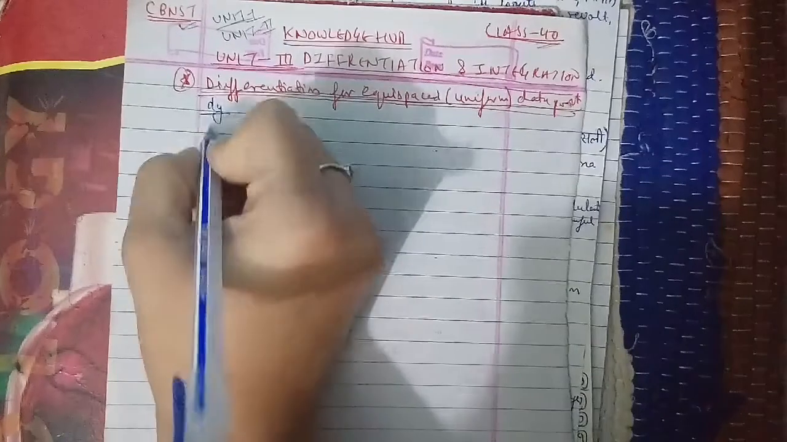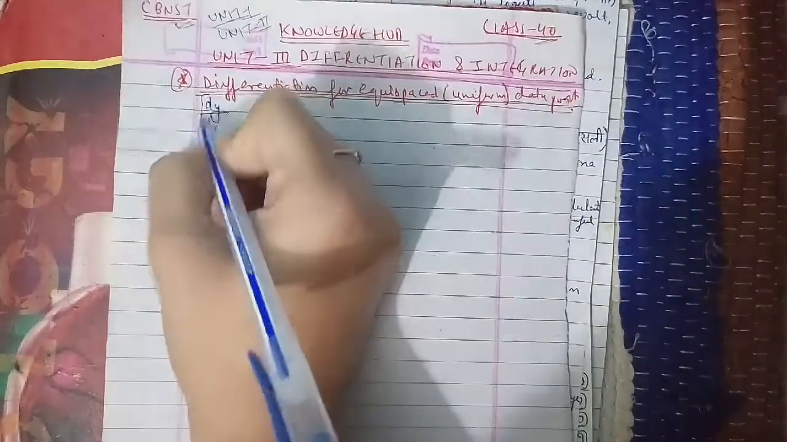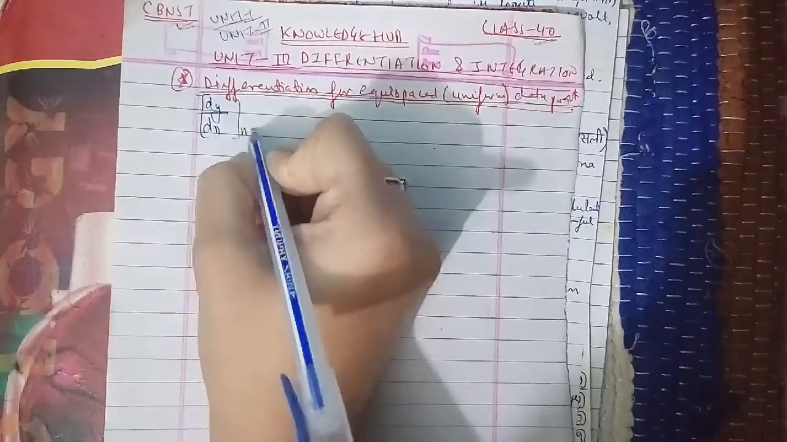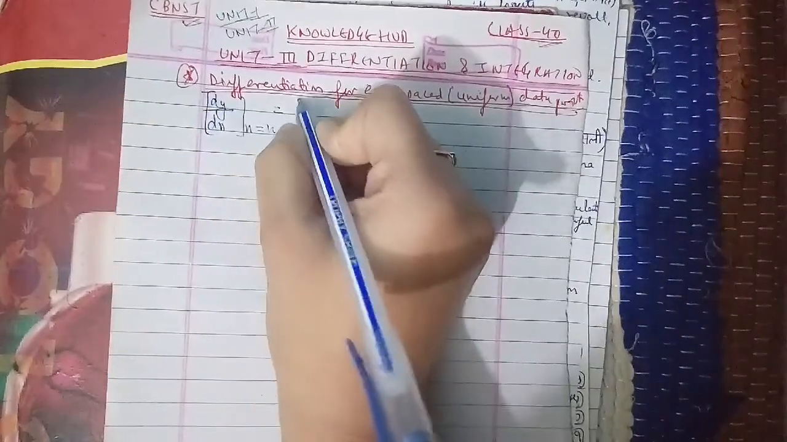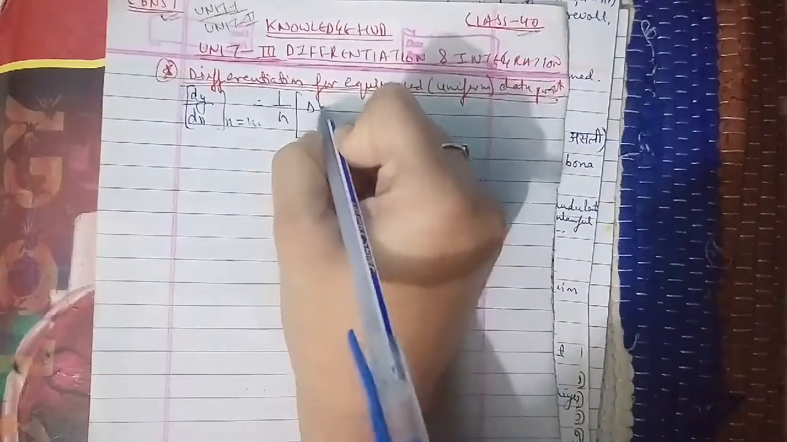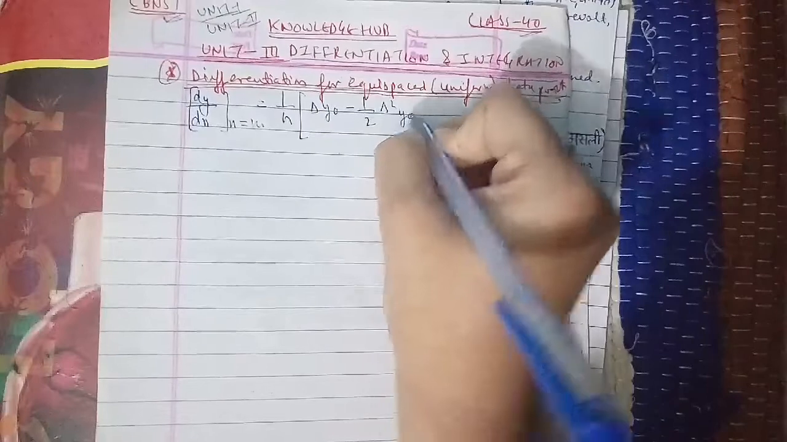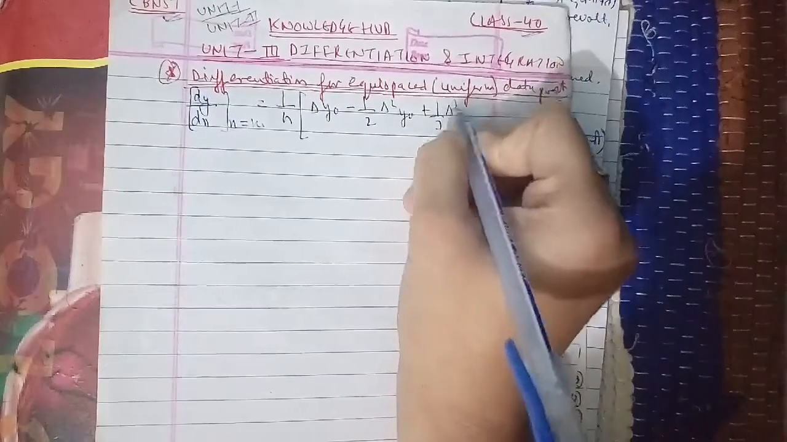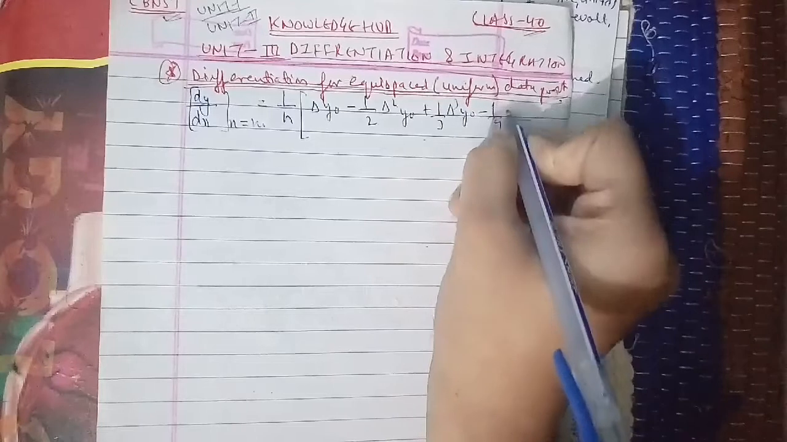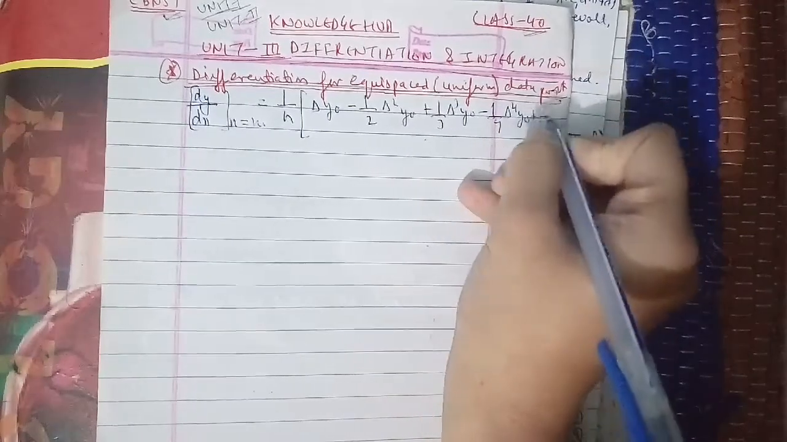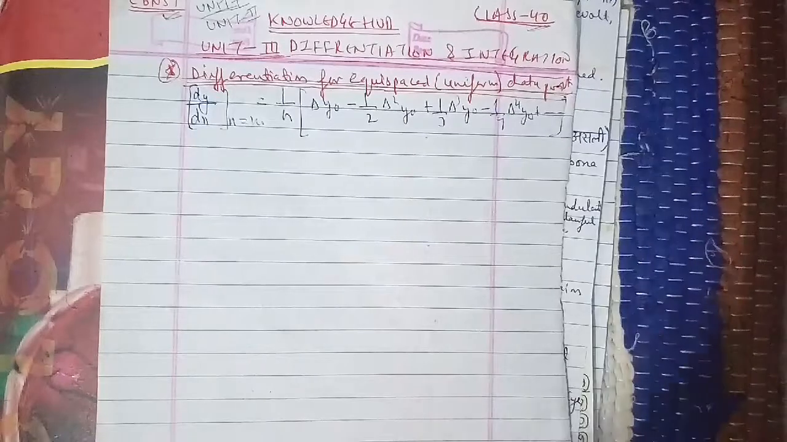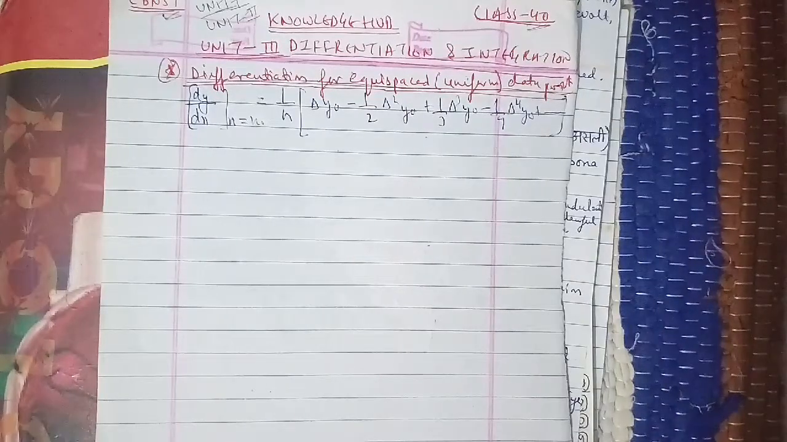dy/dx, this is the formula, you can write it down. dy/dx for x equals x0 equals 1/h, bracket, delta y0 minus 1/2 delta squared y0 plus 1/3 delta cubed y0 minus 1/4 delta to the power 4 y0 plus, till whatever the requirement of the question is. Now we go ahead to the next one, for x equals x0.